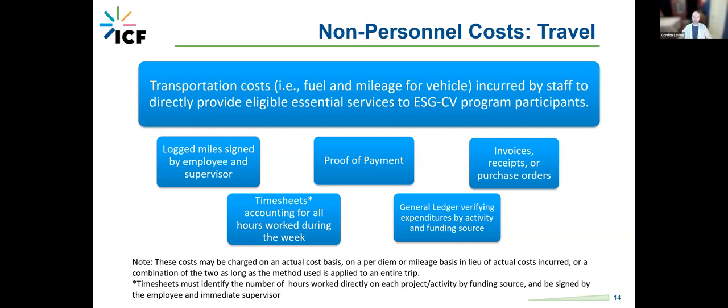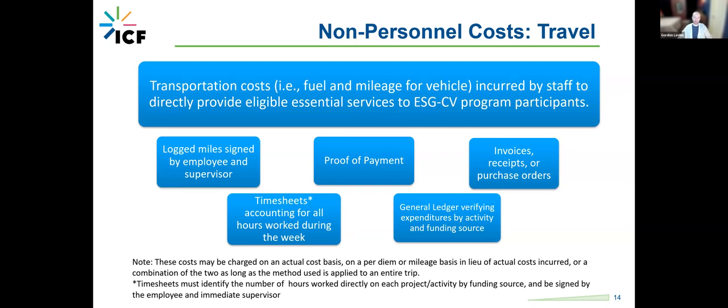The two categories of backup documentation that are transportation specific are logged miles signed by both the employee and the supervisor. Generally, we're looking for something that says, I went to this place for this purpose and it took this many miles. Bonus points for stapling. Back in the day, we would do a MapQuest printout. MapQuest obviously has gone the way of the dinosaur, but a Google Maps printout stapled to the back of that can't hurt. And timesheets accounting for all hours worked during the week. Timesheets are a necessary accompaniment for this.